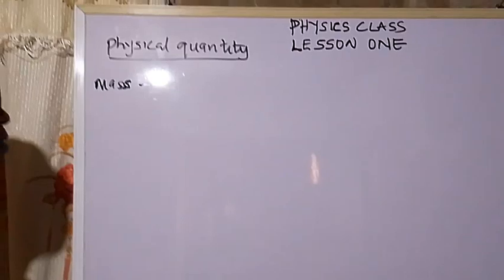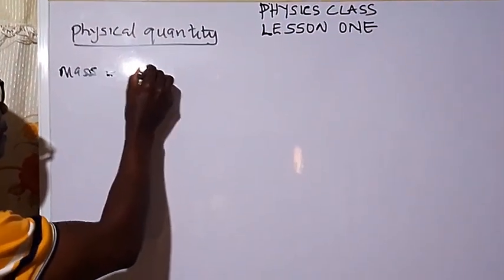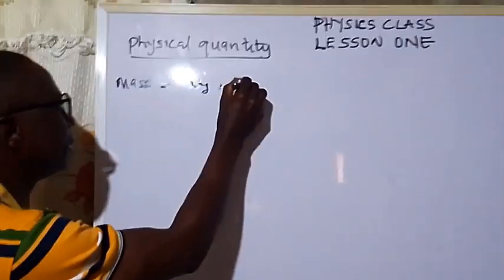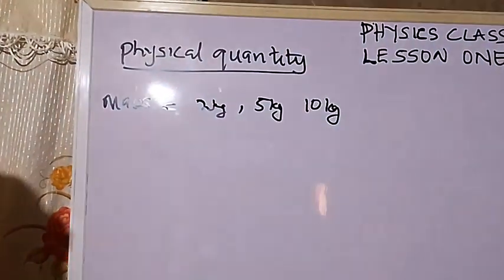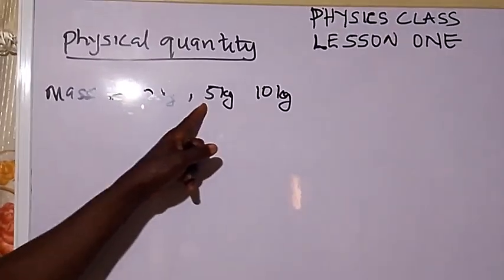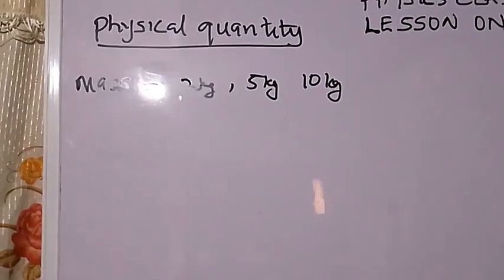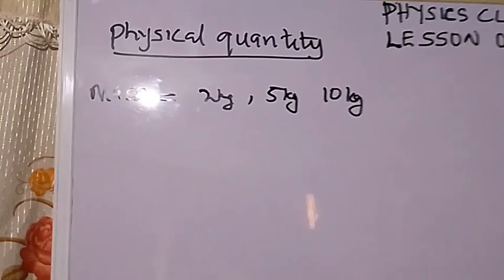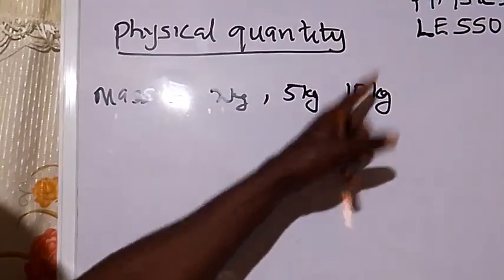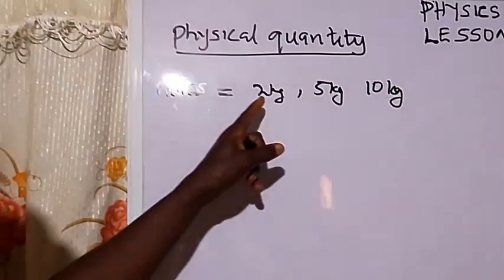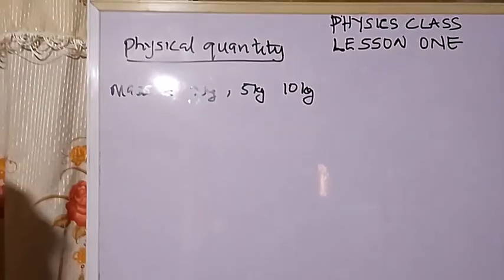The mass of any substance can be, depending on what you want to measure, 2 kg, 5 kg, 10 kg, and so on. The 2, 5, or 10 kg are the size or the magnitude of that substance. So once you know the size, the magnitude, that means mass is measurable.